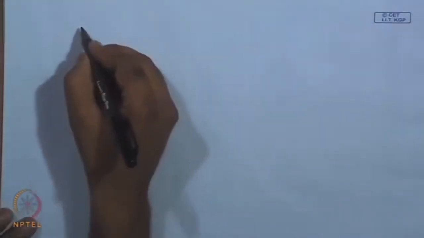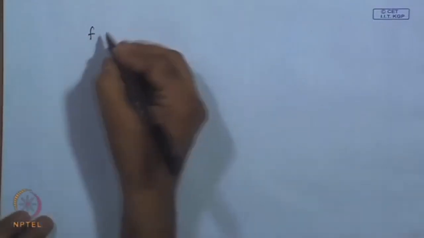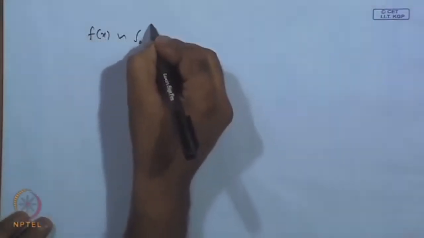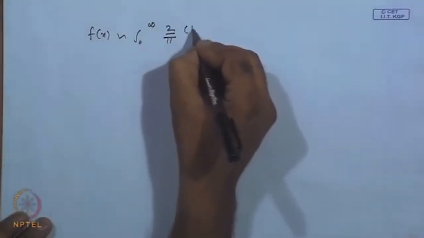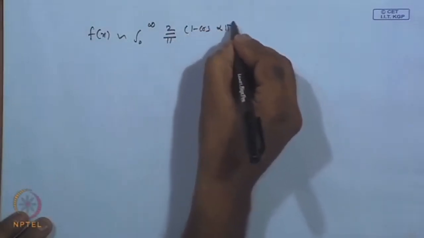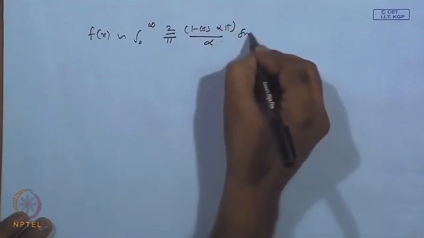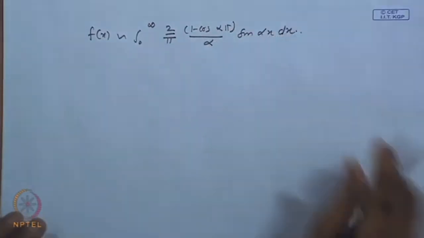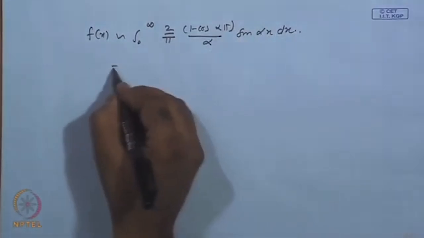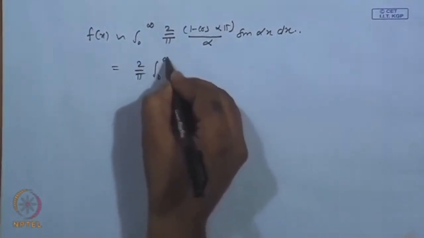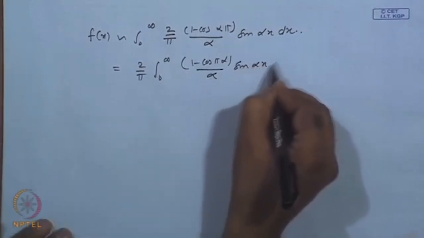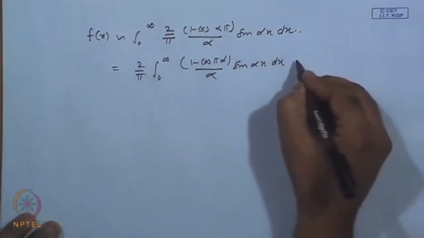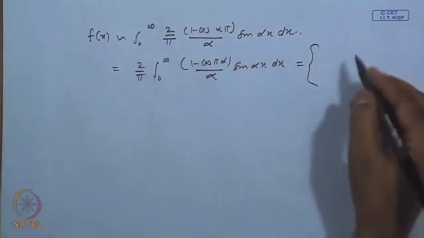So this Fourier series representation, the Fourier integral representation is the integral from 0 to infinity of B(alpha), which is (1 minus cos pi alpha) over alpha, times sine alpha x, d alpha, or it is 2 over pi, integral from 0 to infinity of (1 minus cos pi alpha) over alpha times sine alpha x d alpha. If you want to see the value of this integral, what will be the value of this integral?